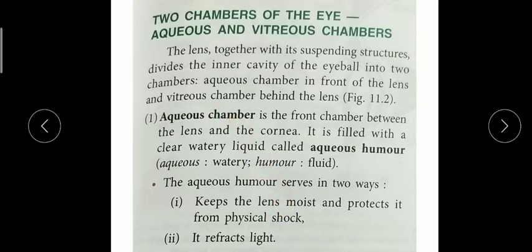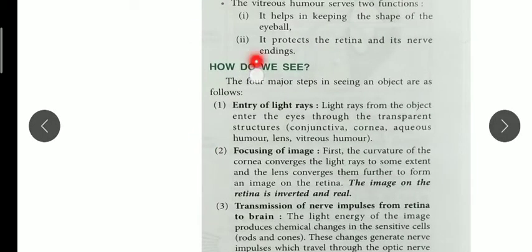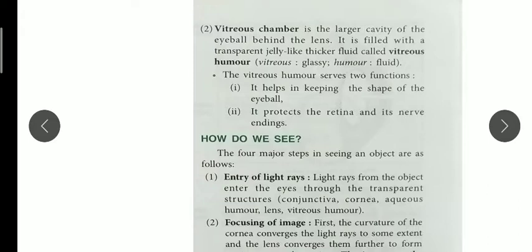In the exam, sometimes they put questions related to these functions of the aqueous and vitreous. Vitreous, as I told you, is the larger cavity than aqueous and it is behind the lens. It is filled with a transparent, jelly-like, thicker fluid, and vitreous means glassy, so it is a glassy fluid. Now what are the functions? It also has two functions. It helps in keeping the shape of our eyeball, and it protects the retina and our nerve endings. The nerve of the eye is the optic nerve, we know.